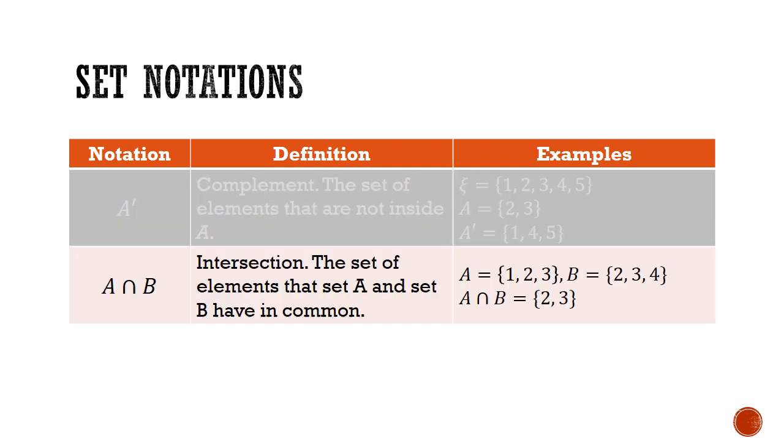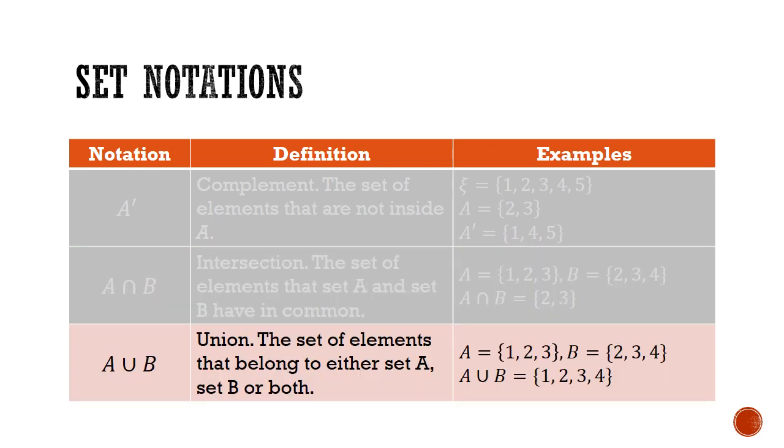The second operator is the intersection. When the set of elements in the set A is intersected with the set of elements in set B, we will get the set of elements that are common to both set A and B. For example, if set A contains 1, 2, and 3, and set B contains 2, 3, and 4, then A intersect B will be just 2 and 3.